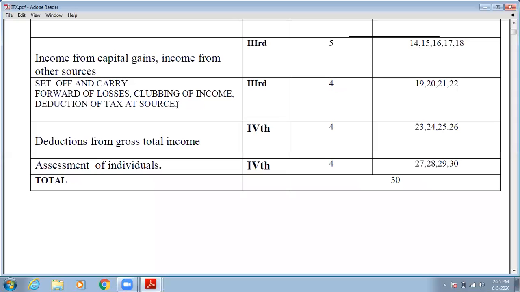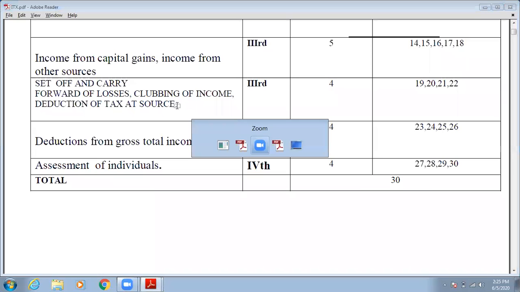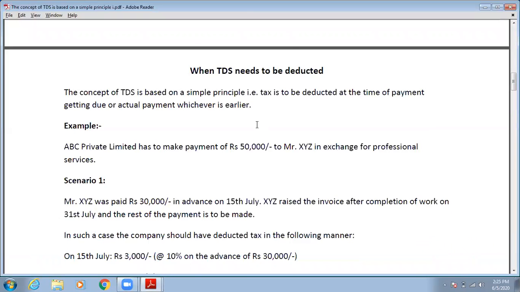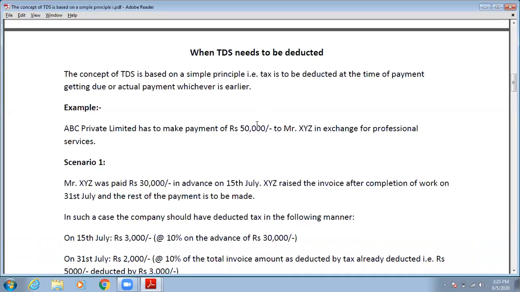Another topic which we discussed in our last lecture is when TDS needs to be deducted. There is a simple principle: the time the payment becomes due or the actual payment, whichever is earlier, on that date you have to deduct the tax on that payment. This much we have already done in our previous lectures.